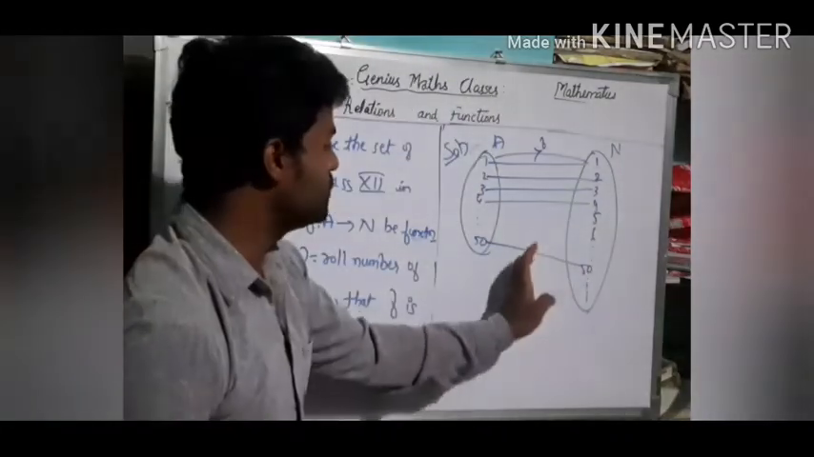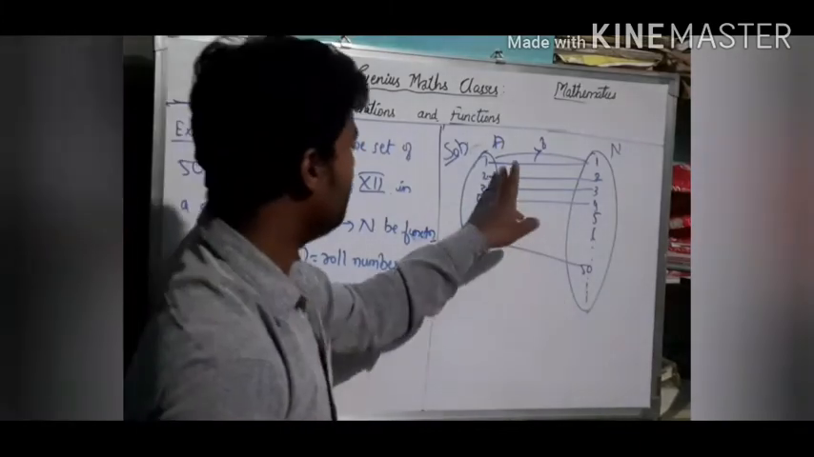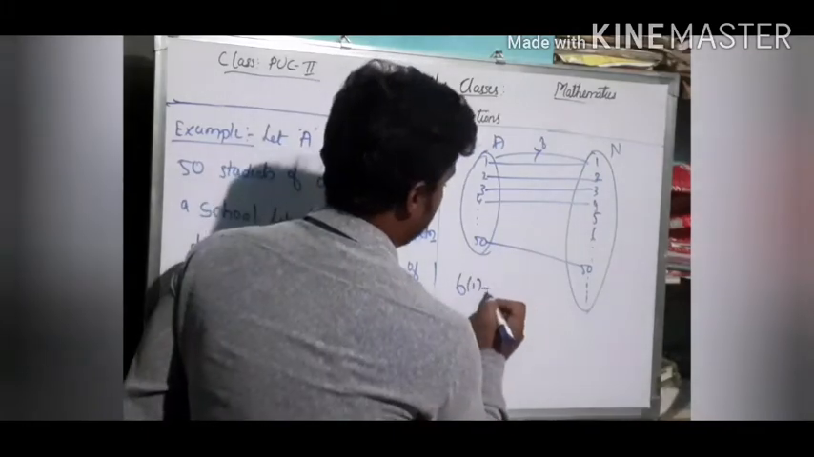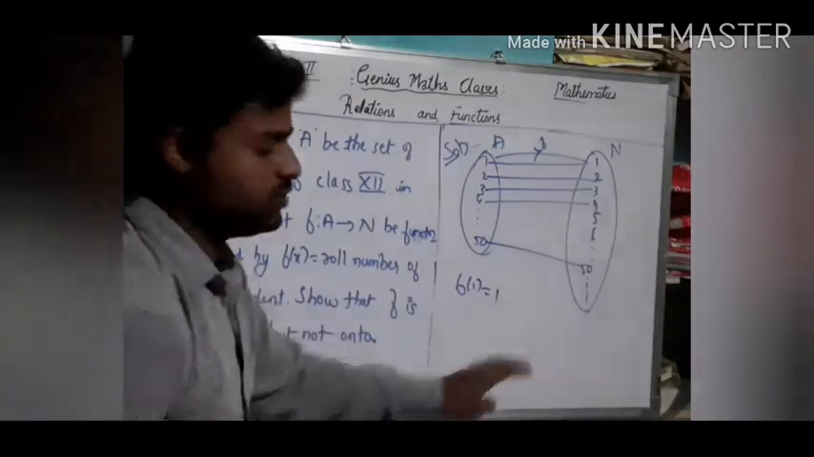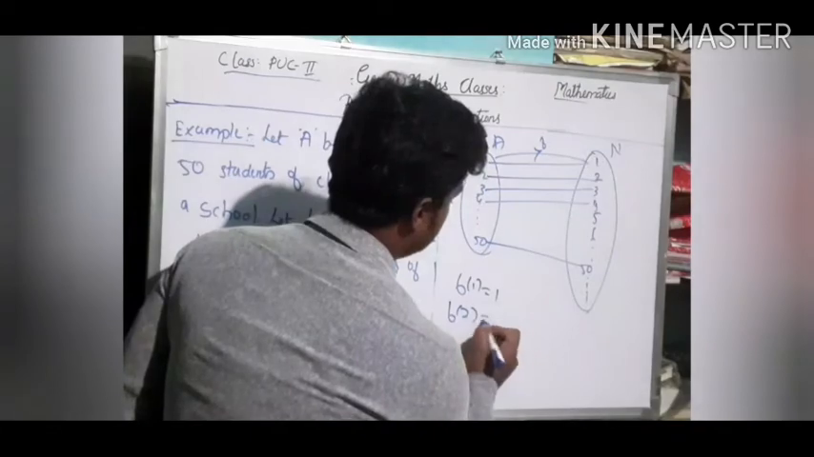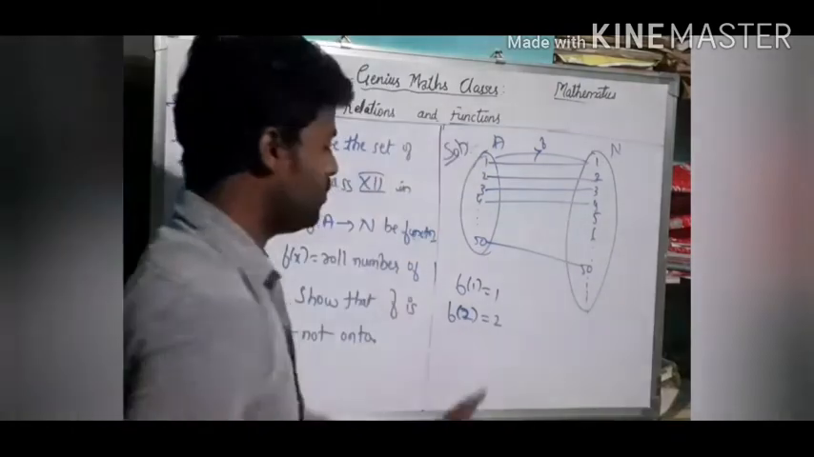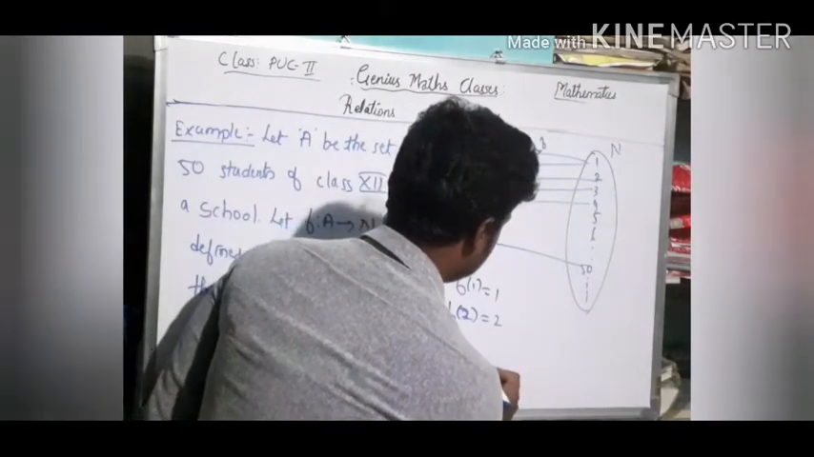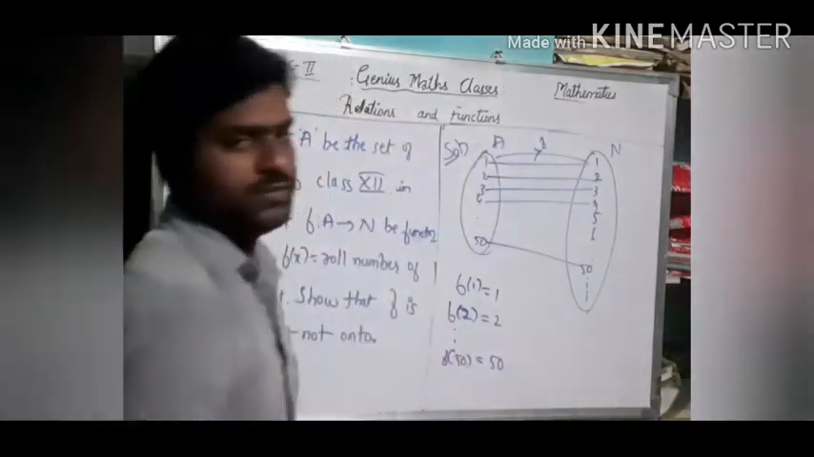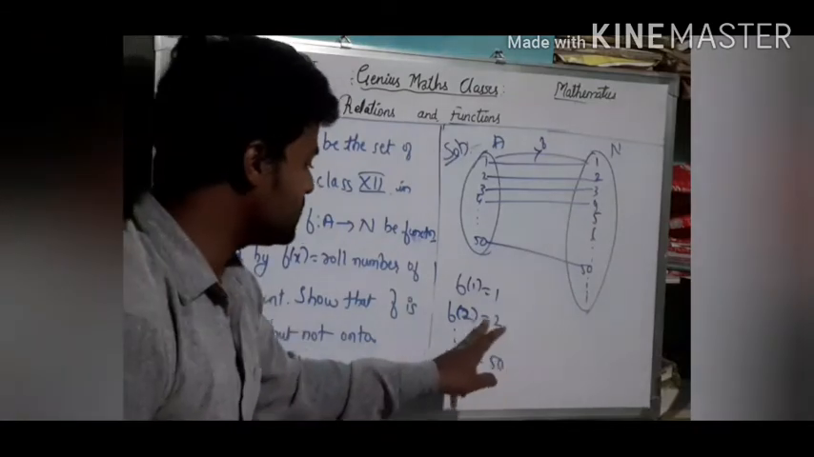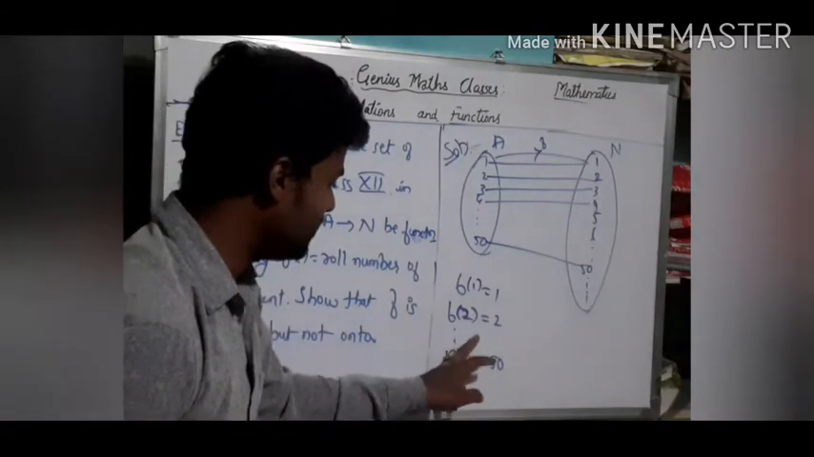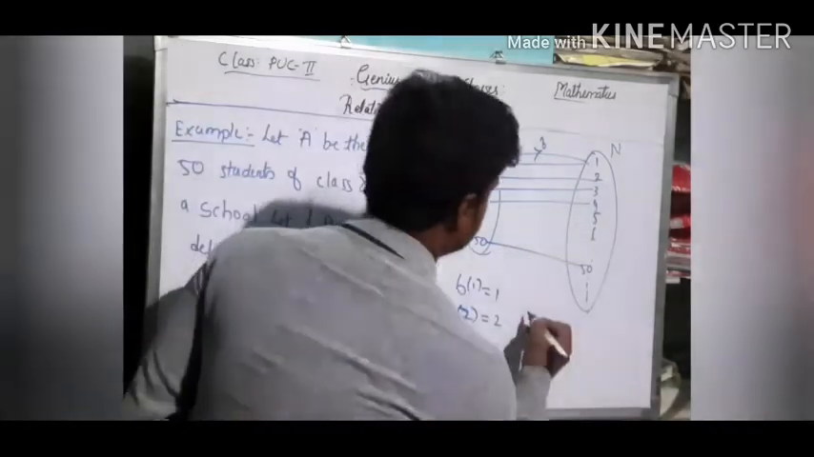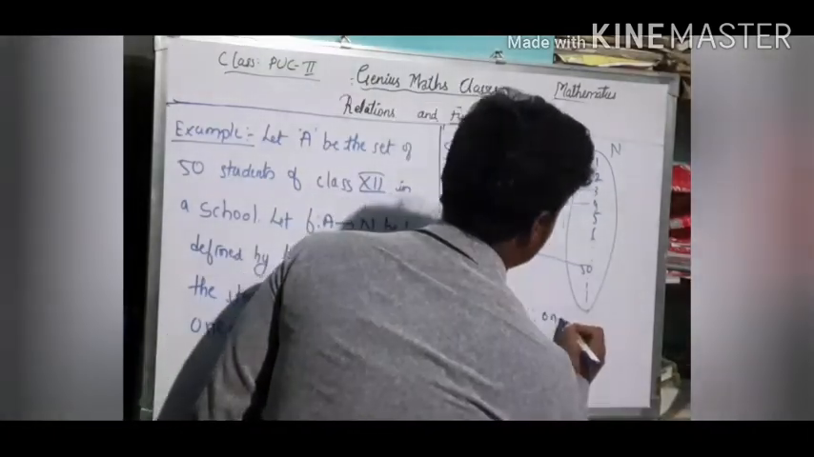Observe this. The first student has roll number 1. f of 1 is 1. The second student got roll number 2, f of 2 is 2, and so on, until the 50th student got roll number 50. So for each different element, you are getting a different image. Therefore, this function is one-one.